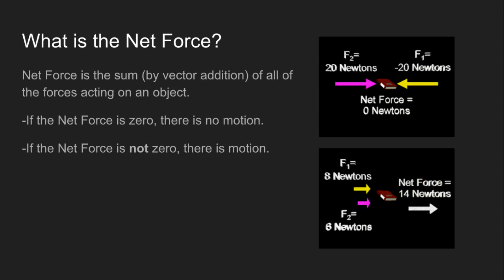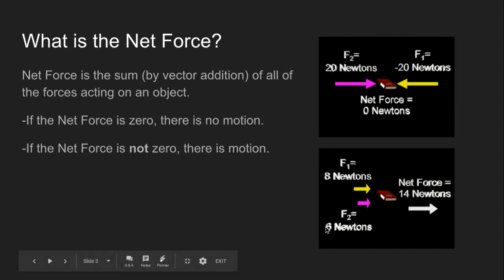Second question we have to answer is, what is the net force? The net force is the sum of all the forces acting on an object. We figure out that sum by vector addition, which just means we add up the arrows. So it matters which way they're pointing and how big the arrows are. So if the net force is 0, like the example up here, there is no motion. So there's 20 newtons of force pushing this way to the right and 20 newtons pushing to the left. There's not going to be any motion because they cancel each other out.